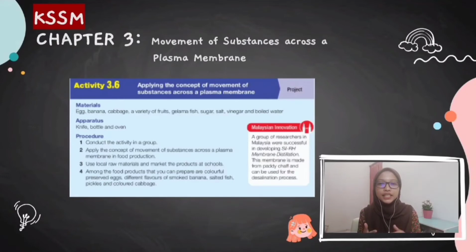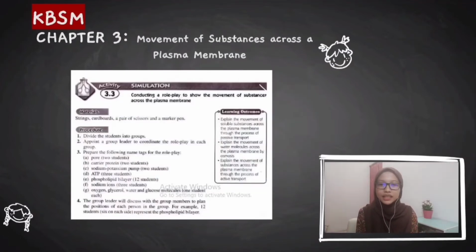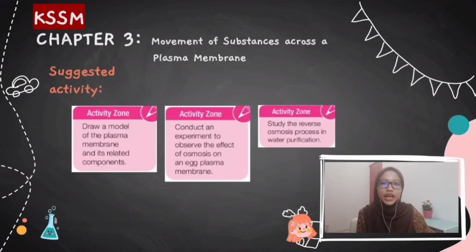Activity 3.6 in Chapter 3 KSSM suggested that students do a group project to apply the concept of movement of substances across the plasma membrane so they can understand better. Meanwhile, in KBSM before, teachers were the ones who needed to divide the students into groups to conduct role play to show the movement of substances across the plasma membrane, which is not a good way to improve students' thinking skills and creativity. In addition, there are 3 suggested activities in the activity zone box throughout this chapter that may help students understand more on this topic.